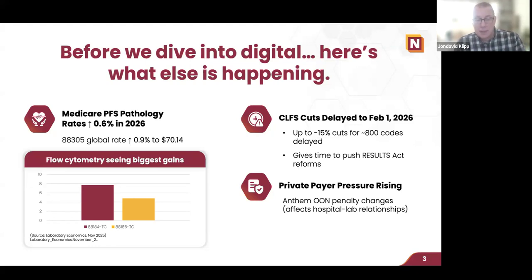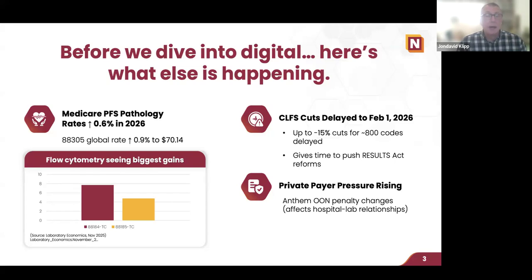Just wanted to highlight the biggest rate increases for 2026. And then moving on to the Medicare clinical lab fee schedule. As it stands right now, there are 800 codes on the Medicare clinical laboratory fee schedule that are scheduled to decline by up to 15% on February 1st, 2026.